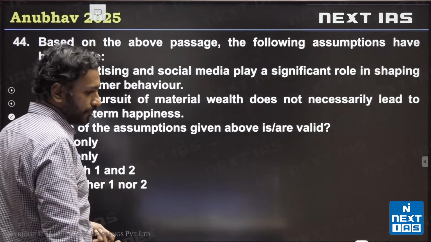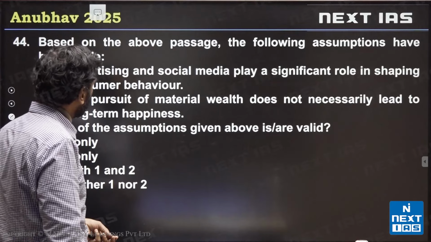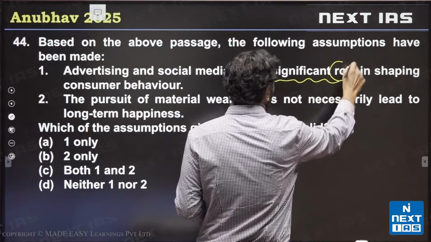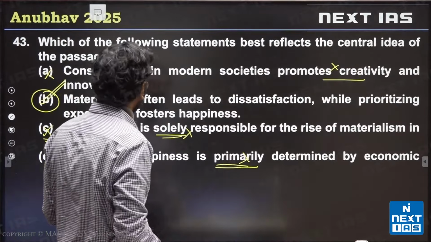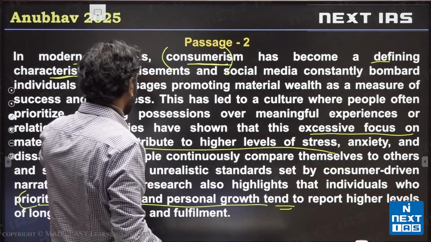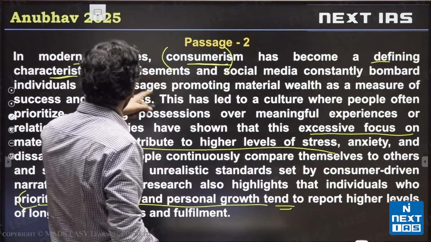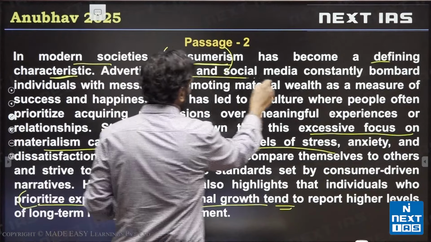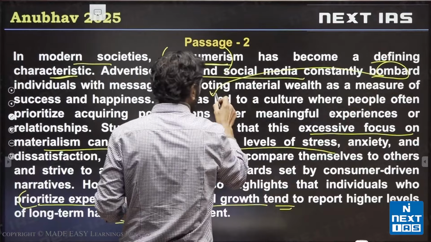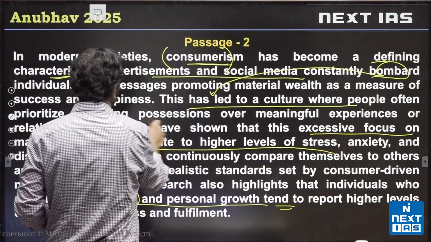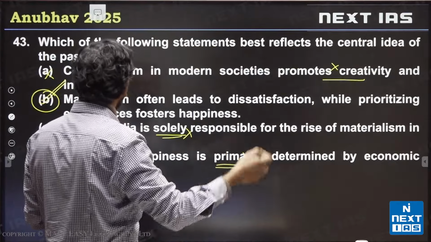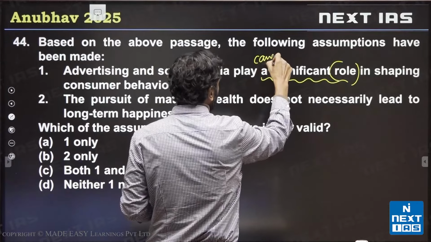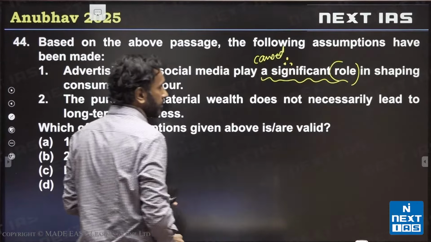Assumptions have been made. So let's look at one. Advertising, social media play a significant role in shaping consumer behavior. So I want to check a significant role. I know they play a role based on the passage. I'm just checking the words a significant role. And if you notice here, we are told advertisements and social media constantly bombard as a measure of success. This has led to a culture where people often prioritize acquiring possessions. So advertising and social media's role has led to, so it has caused. So therefore a significant role is acceptable.